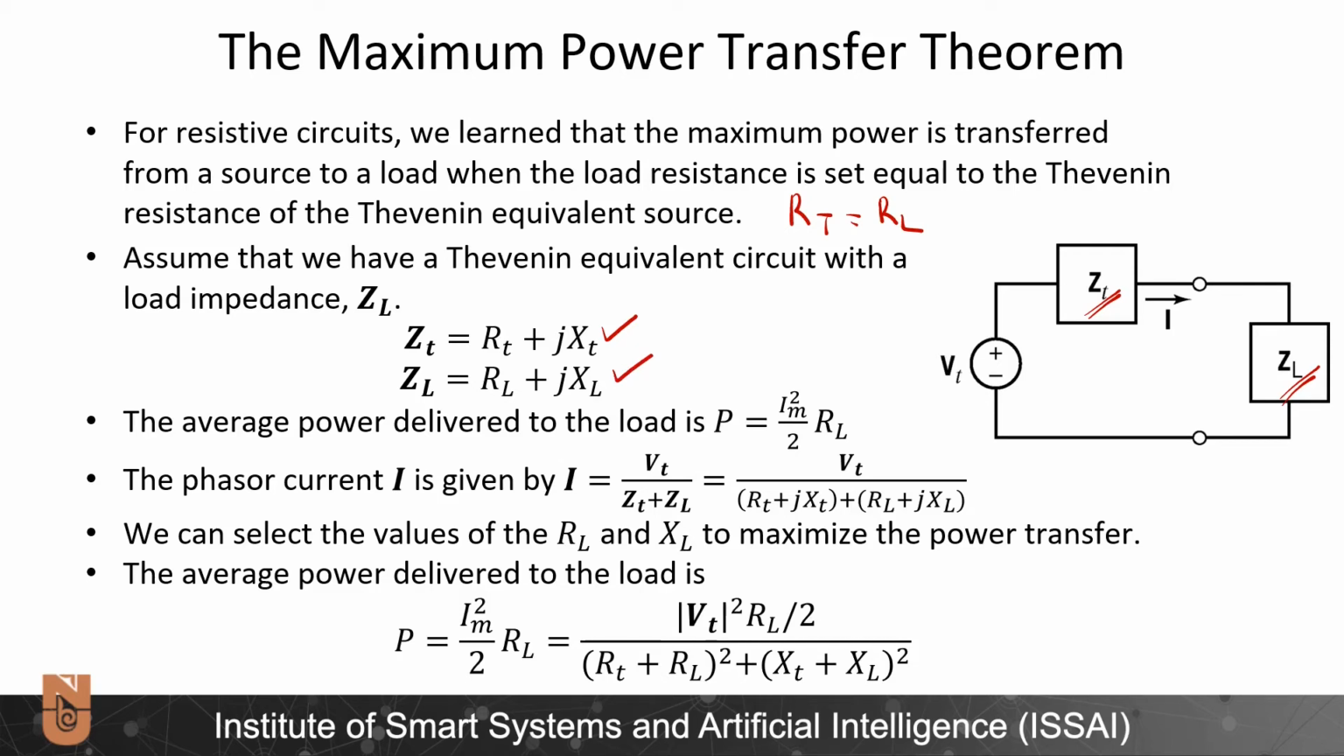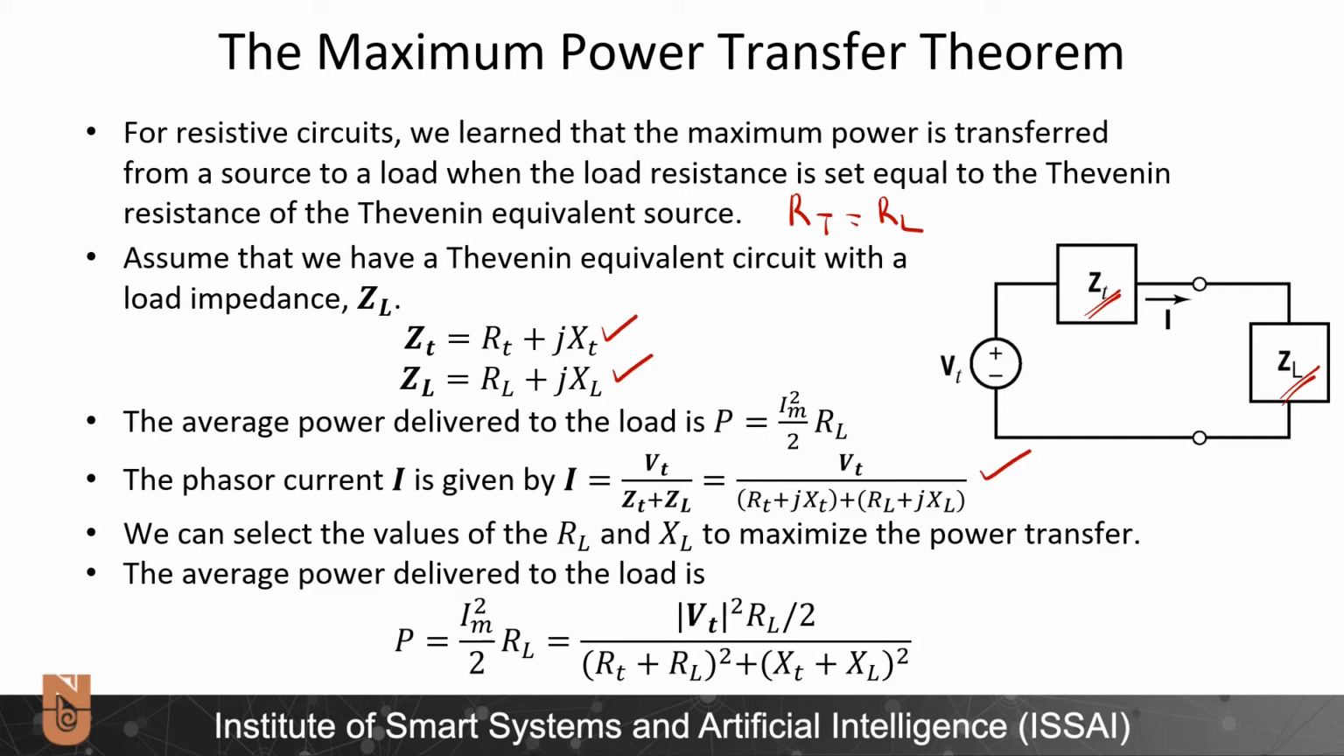The average power delivered to the load is P = (Im squared over 2) times RL. We want to maximize this average power. The phasor current I for the circuit can be given by I = Vt over (ZT + ZL), and this expression is Vt divided by (RT + jXT + RL + jXL). We need to find the values of RL and XL to maximize the power transfer.